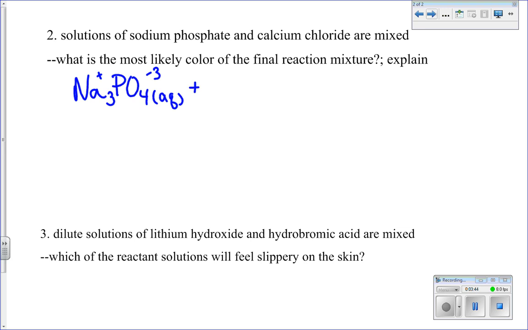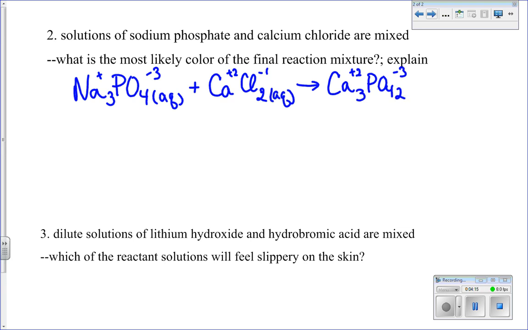And now that's going to react with another solution, calcium chloride. So again, calcium is +2. Chlorine is -1, which requires me to have 2 chlorines. And again, that's an AQ. And then they're mixed, and so it is, again, a double replacement reaction. So calcium is going to bond with phosphate. And when it does that, we need to balance the charges, and so we get 3 calciums and 2 phosphates. And then the result also left over is some sodium chloride.